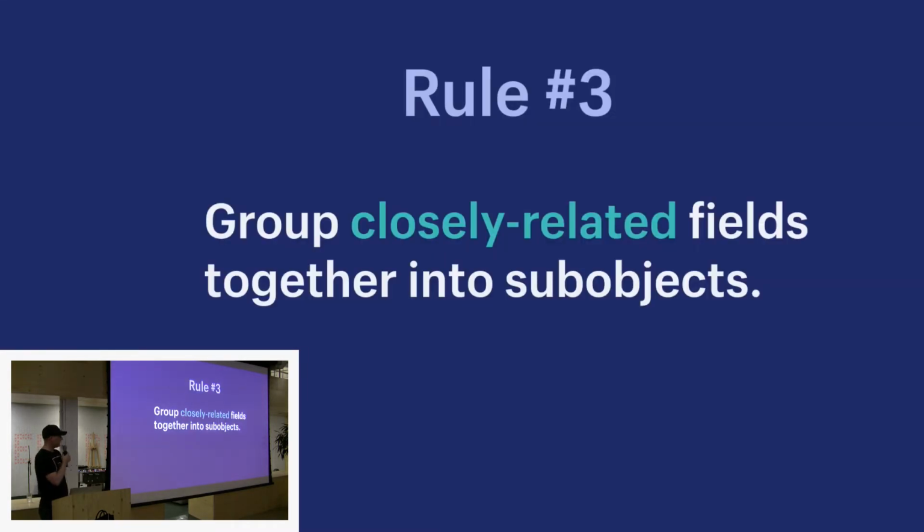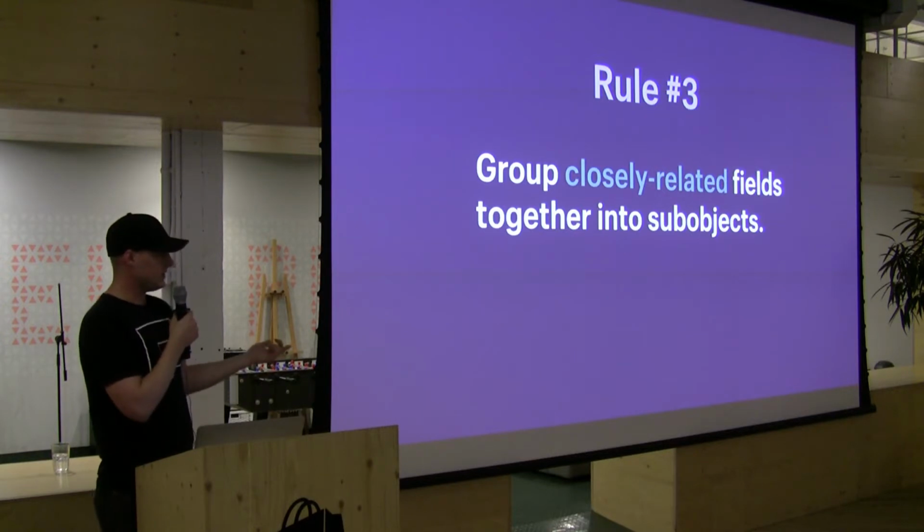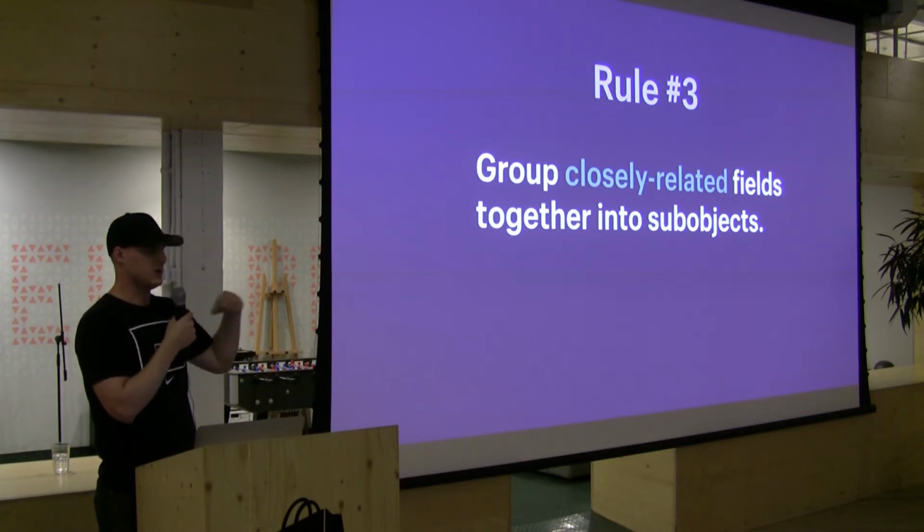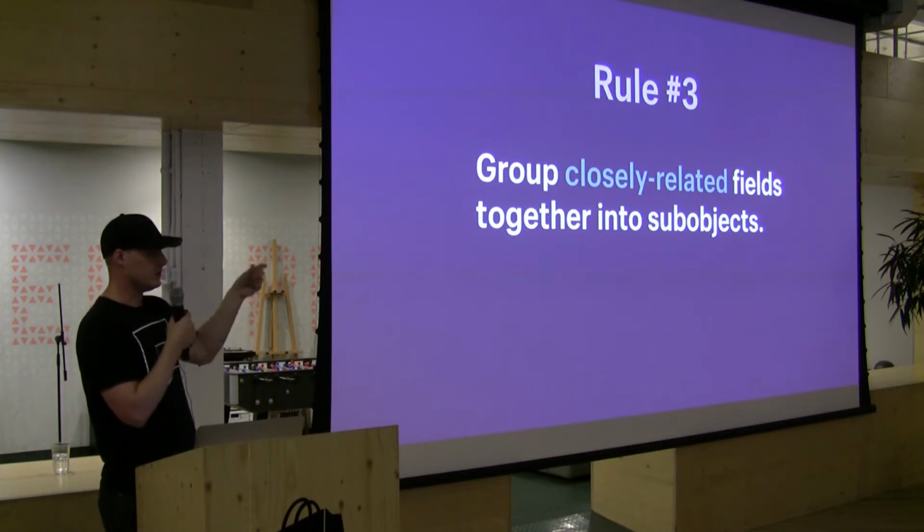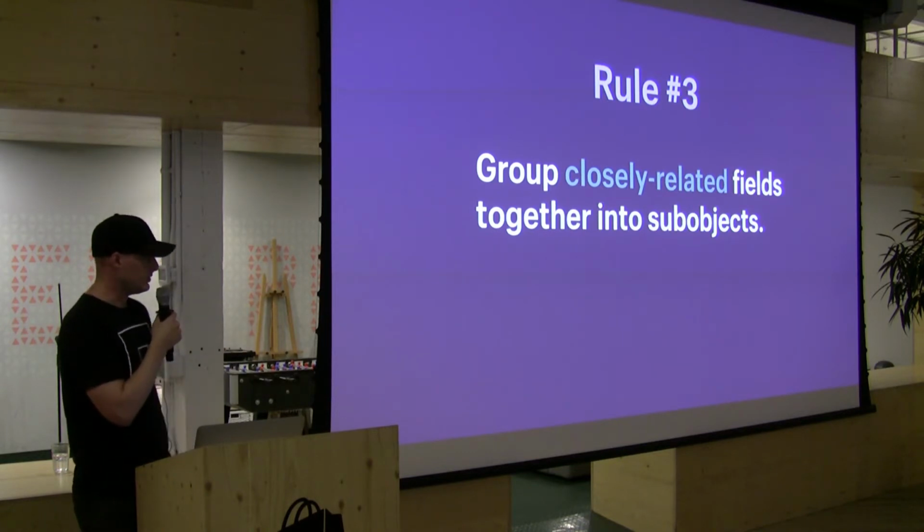So rule number 3: group closely related fields together into sub-objects. We internally refer to these as semantic types. They may not represent a class in your code base or a table in the database, but they can be a really powerful design tool to make your GraphQL schema clearer and easier to understand. One hint of this is if you have multiple fields which start with the same prefix. Our hint was that we had 2 fields that started with the name rules.